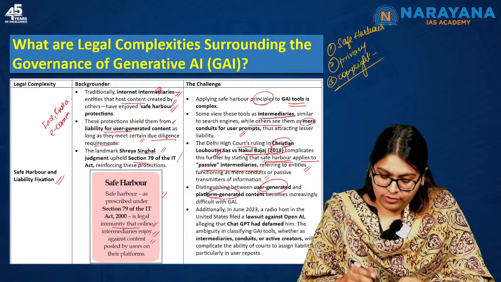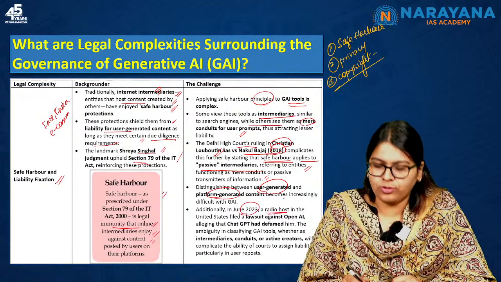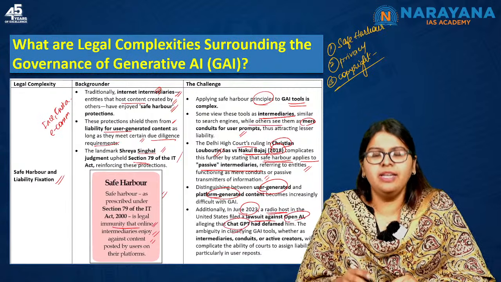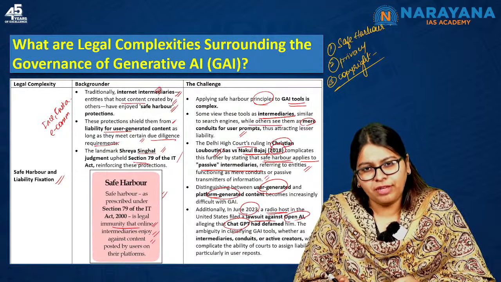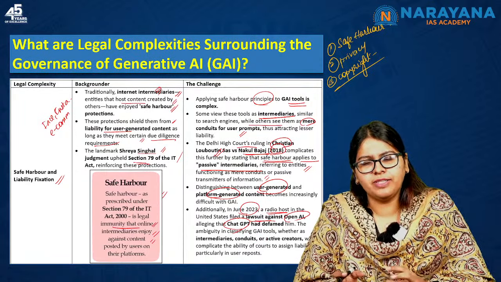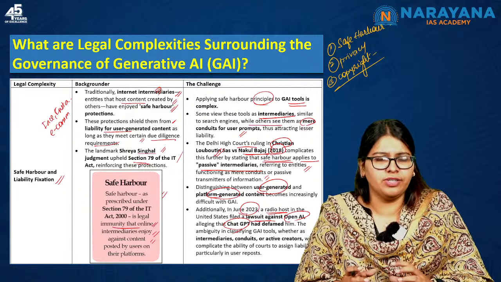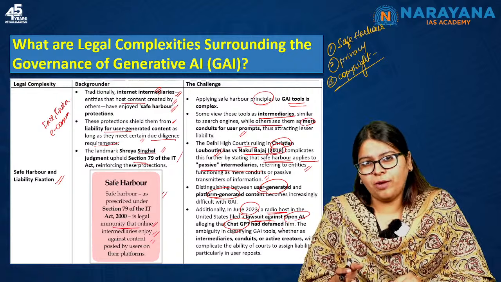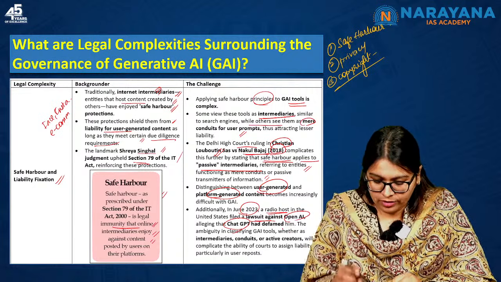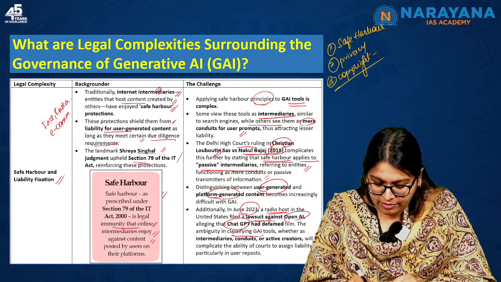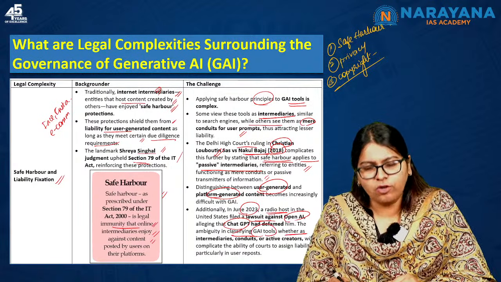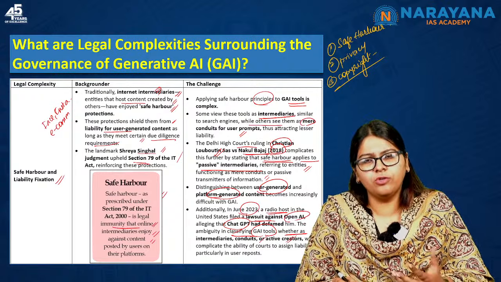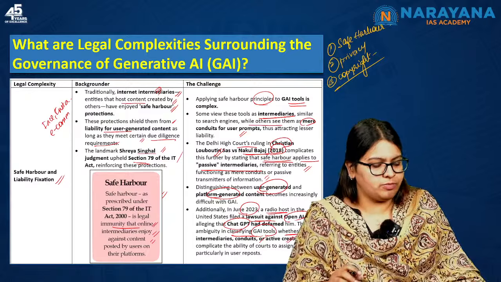Next one, also if you see, in June 2023, a radio host in the US filed a lawsuit against OpenAI, that is ChatGPT, saying that ChatGPT had defamed him. That is, saying that this particular person was a narcissist or a fascist or a religious extremist, etc. So he was offended by it, and this is also a problem because there is ambiguity. The ambiguity is in classifying GAI tools, whether as intermediaries, as conduits, or as active creators, which will complicate the ability of the courts to decide who is exactly responsible for this.